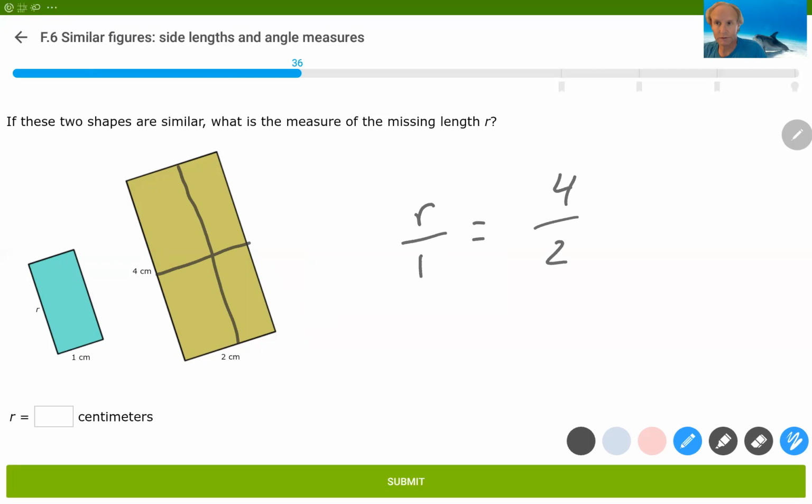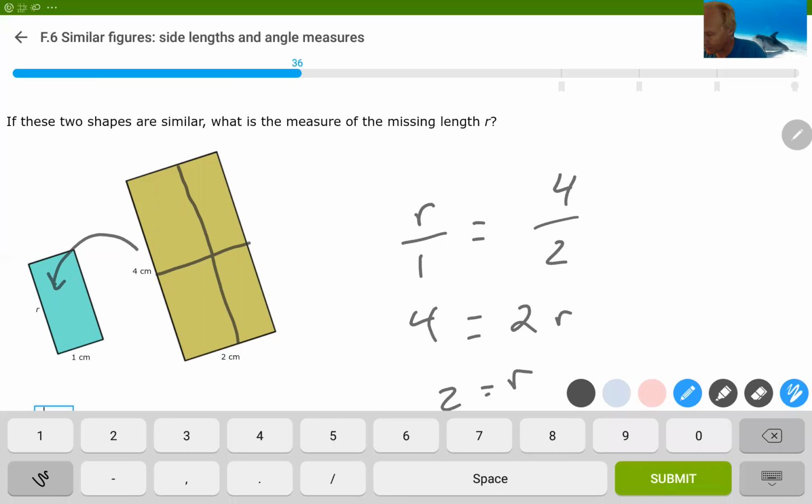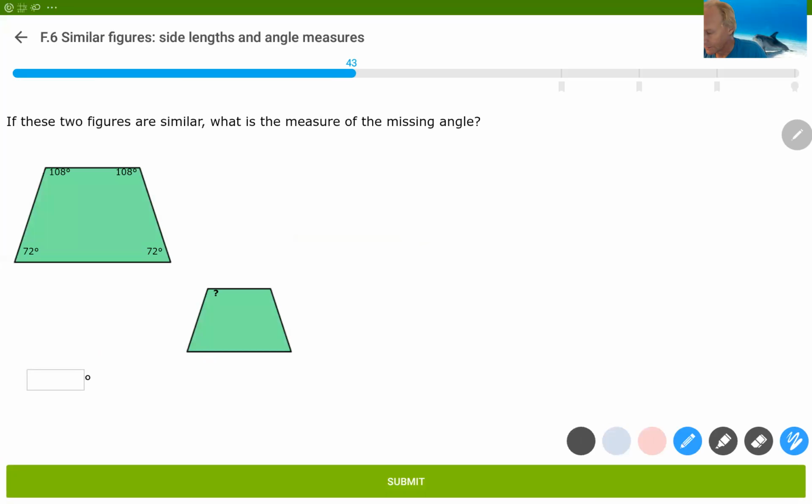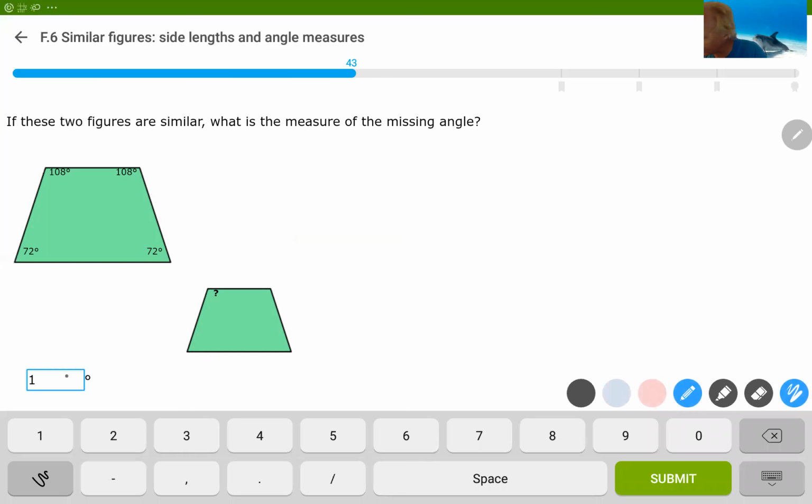In order to solve this carefully, you would cross multiply, of course, and you'd get 2r is equal to 4, and r, of course, is equal to 2. We can see that this figure is twice as big, so this figure over here is half as big, which means that we have to divide by 2 to get our side length. This one, 108, it's an obtuse angle up in the corner, 108.